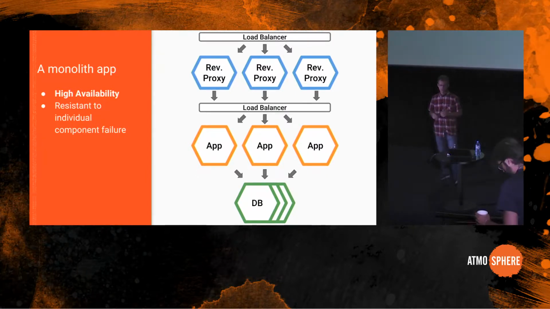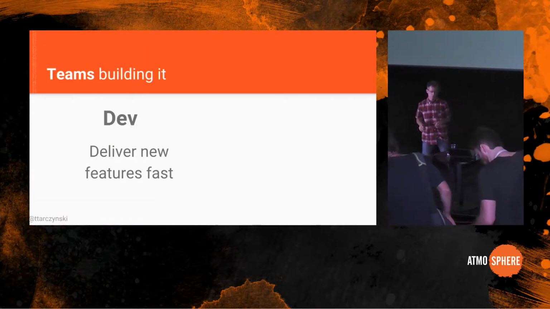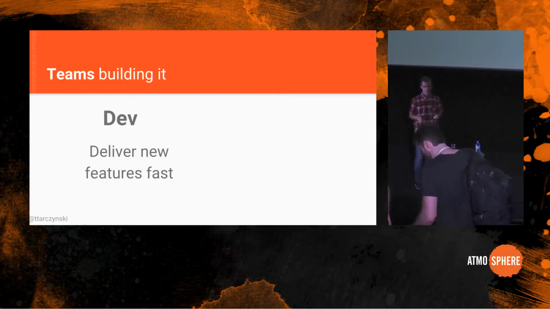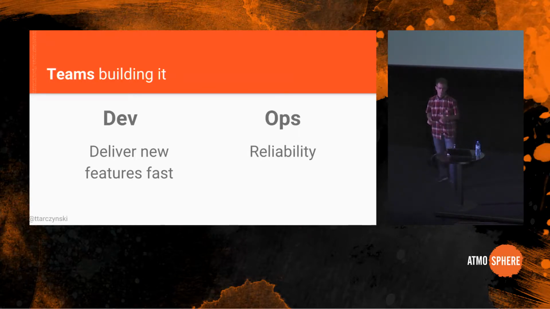And just a few words about the people building this system. There were two main groups. There were developers, and for them the main goal is to deliver new features as fast as possible, so to put new versions of this app into production. And there is operations, another group focused mainly on reliability. The goal of this group is to make it always available, always working well. And as you can imagine, the goals of those groups are in conflict.